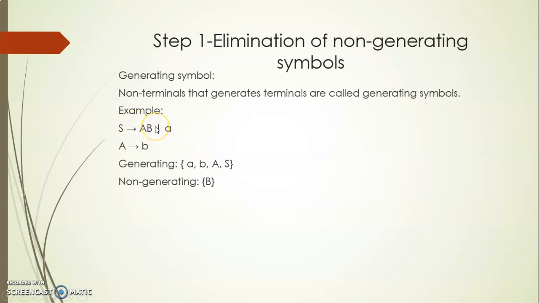In S we have two options. In the first option I have AB and in the second option small a. In the first option I know A is generating, but for the time being I do not know anything about B. So I cannot conclude anything about S from this option. But when I go for the second option, it is a terminal symbol. Since it is made up of only the terminal symbol, using this option I can conclude that S is also a generating symbol. Since I could not conclude anything about B, I am including that as a non-generating symbol. Now we have identified which is generating and which one is non-generating.